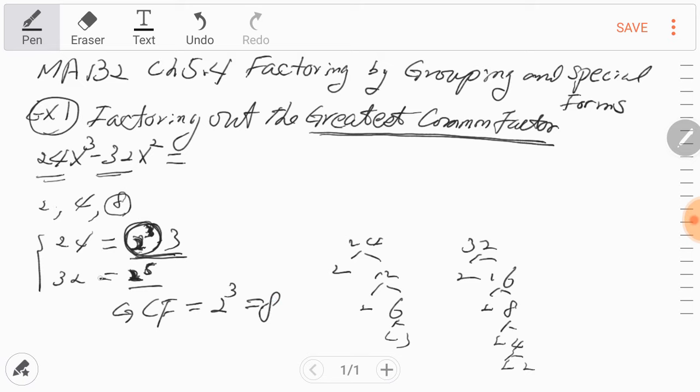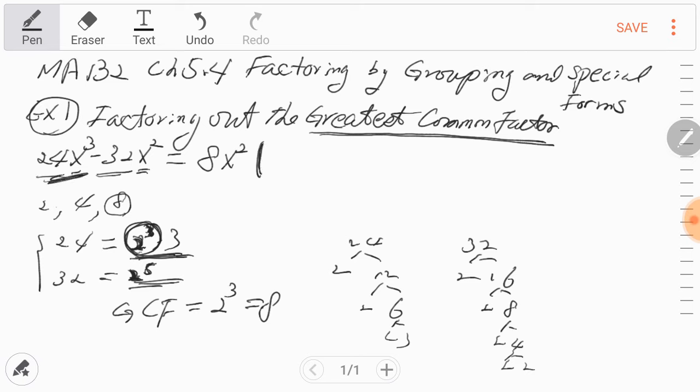So we can find the GCF by rewriting the numbers as a product of primes, then selecting the common factor which has the smallest exponent. So the greatest common factor for these two numbers is 8. And how about x? This is x cubed and x squared. x is a common factor, and we select the smallest exponent, x squared. So we can factor out 8x squared and then put parentheses.